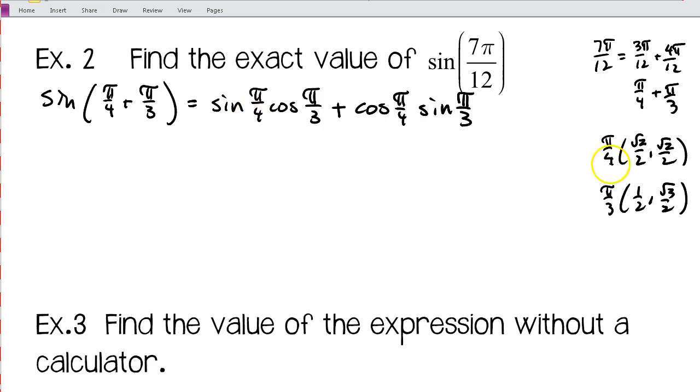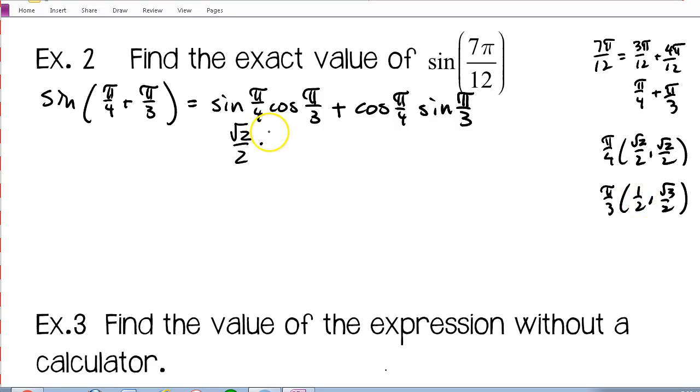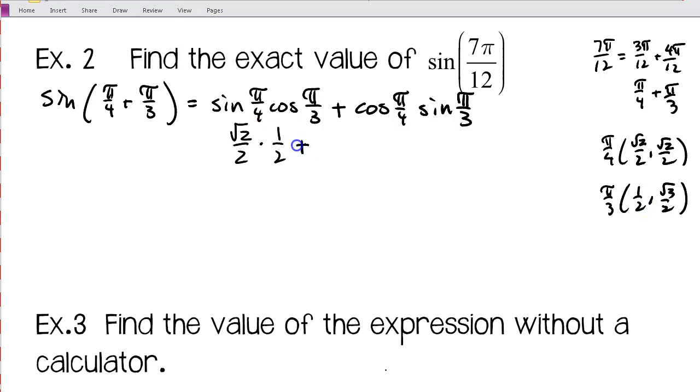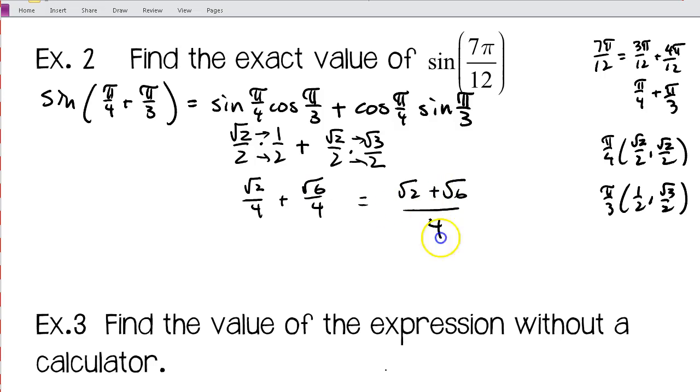The sine of pi over 4, y coordinate, root 2 over 2. Cosine of pi over 3, x coordinate, is 1/2. Plus cosine of pi over 4, x coordinate of pi over 4, is root 2 over 2, and sine of pi over 3 is the y coordinate at pi over 3, so that's root 3 over 2. Again, when we're multiplying fractions, you just multiply across the numerators and denominators. So we have root 2 over 4 plus root 6 over 4, which is just going to be root 2 plus root 6 over 4.